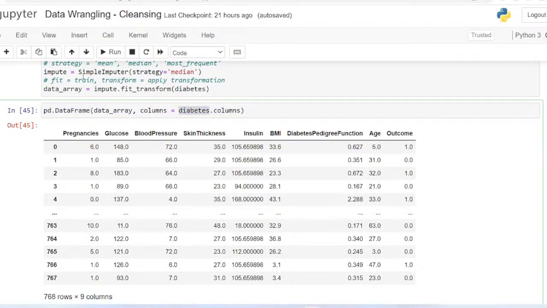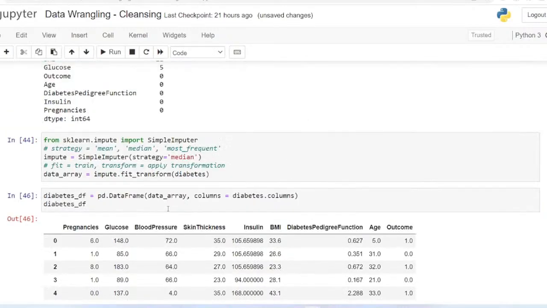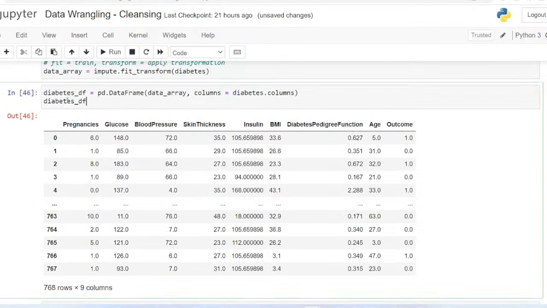Somebody is saying that they are not able to see values. First of all, apply this pd.DataFrame. If you have not updated it, then obviously you will not be able to see any values here. Remember that you need to save this somewhere, maybe as diabetes_data_frame, correct? Once you save it, the values will be updated in my new data frame. So you have to update this one.